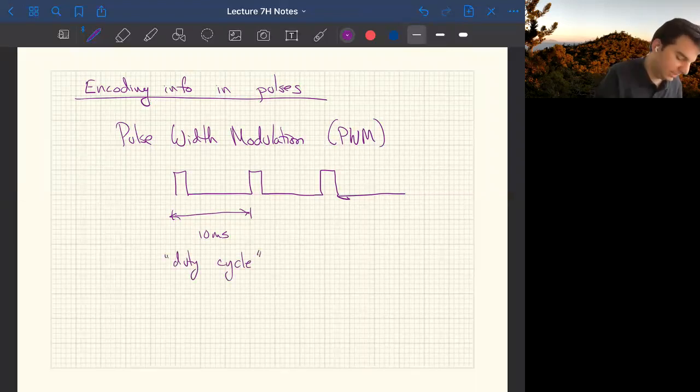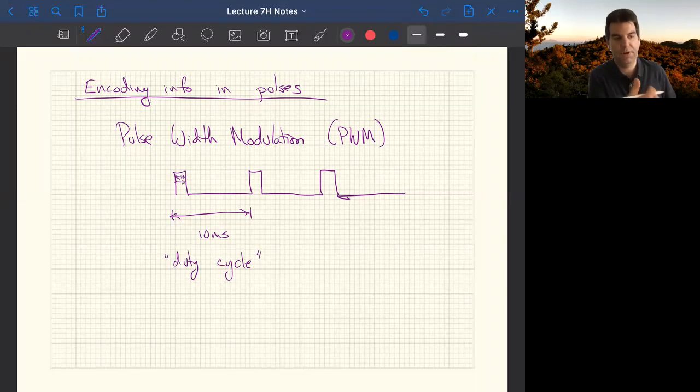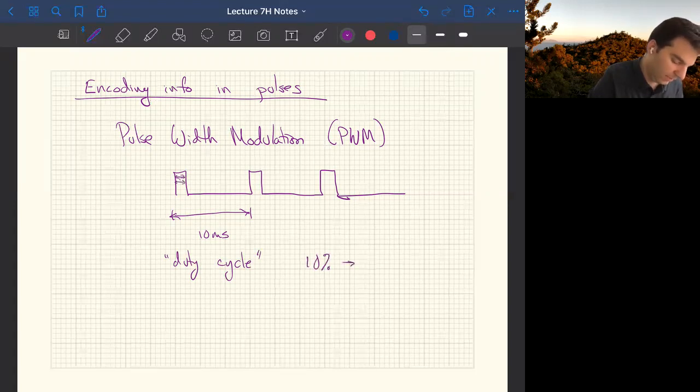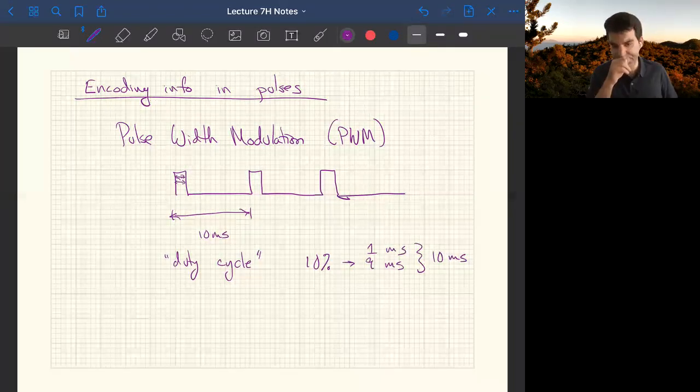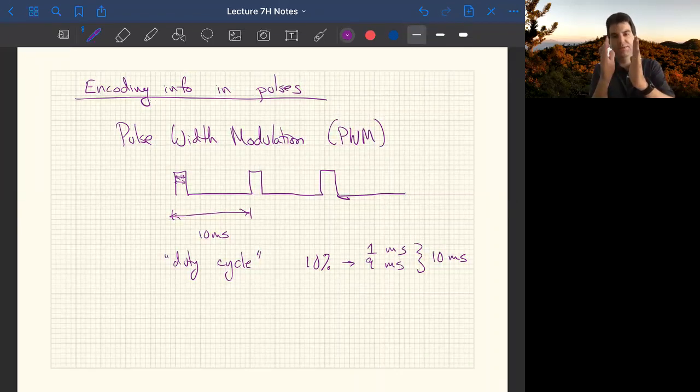The duty cycle is the fraction of the total period that the up pulse is asserted. And so you might have a 10% duty cycle, which would mean that you're high for 1 millisecond and low for 9 milliseconds, and that will add up to 10 milliseconds. And so if you wanted to encode 15%, you turn the duty cycle on a little bit more, and so on and so forth. So that's one way to encode with pulse width modulation.